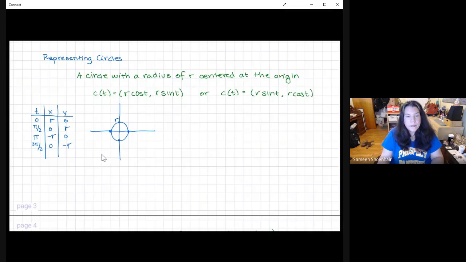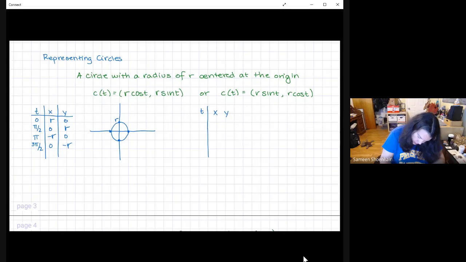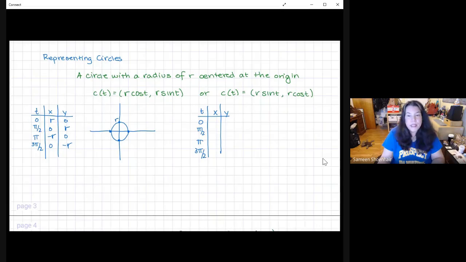Let's see what this looks like here. Again, we're going to make a chart. I'm going to use those same values for t because they're awfully handy. But this time x is r sine t, so it's going to go from 0 to r to 0 to -r. And then y is r cosine t, so it's going to be r, 0, -r, 0. So let's plot these points and see what it looks like.